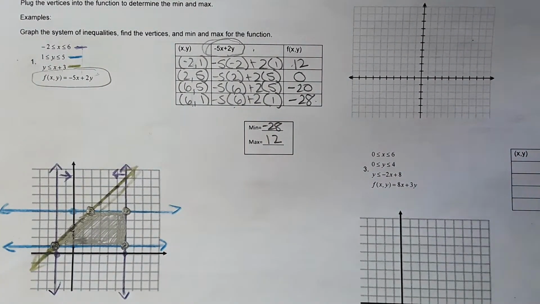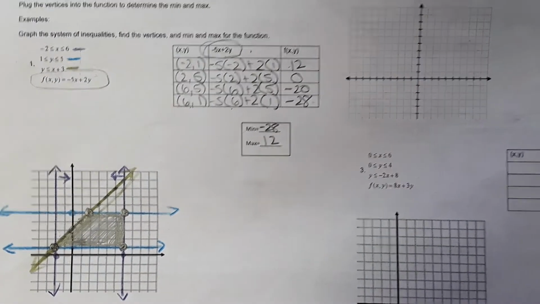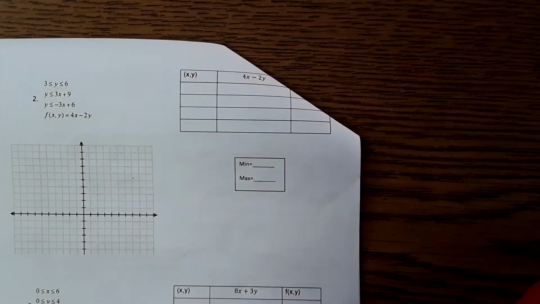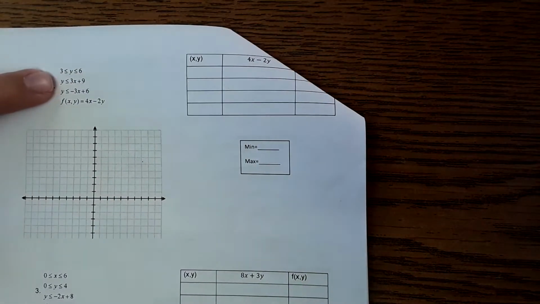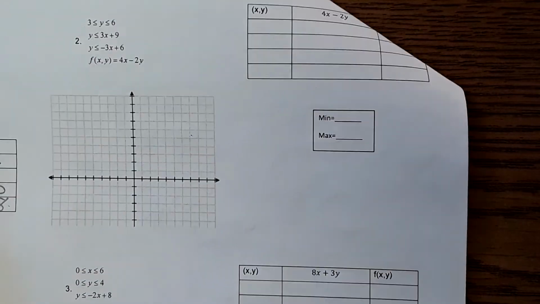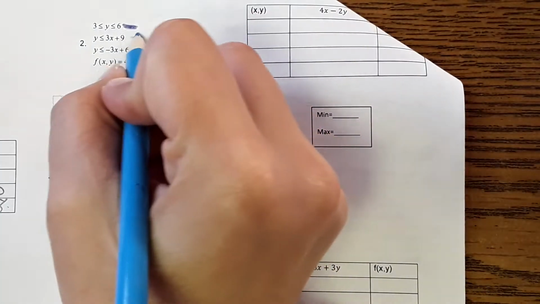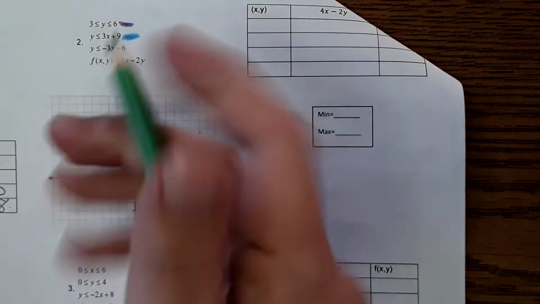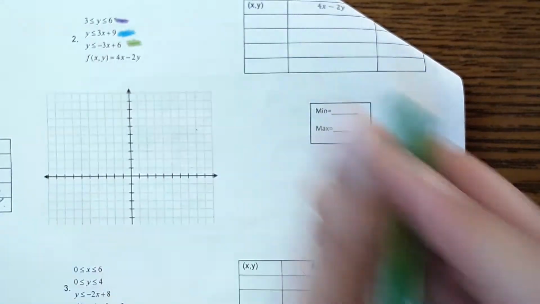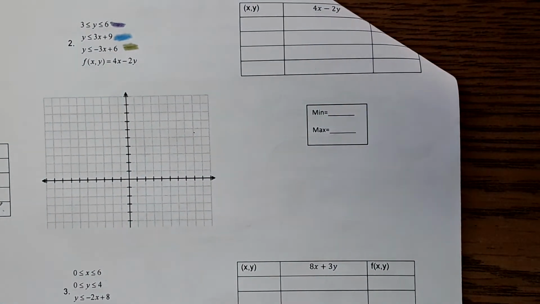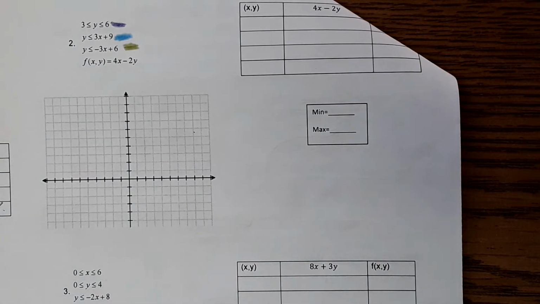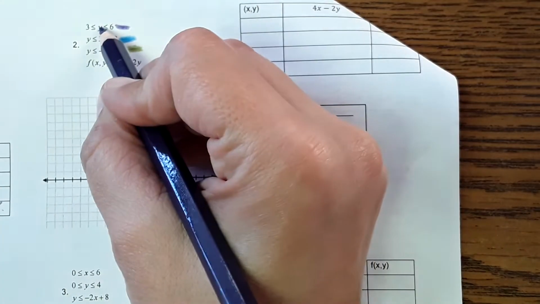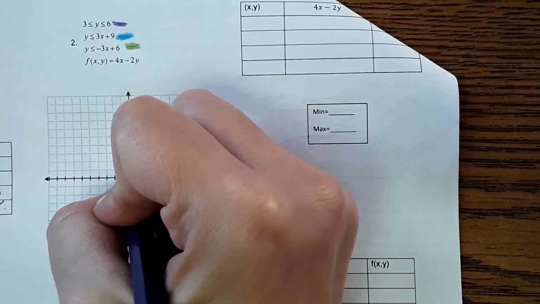That's the process. Now we're just going to repeat it to practice it. So moving over here to the top, if you're working on paper, just jot down these right here. And I'm going to use the same colors, purple, then blue, then green. So for the first one, y has to be in between 3 and 6.